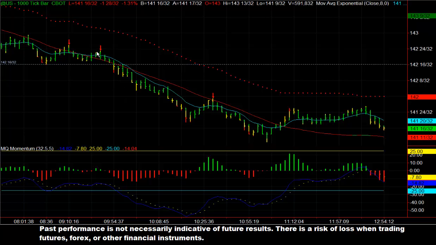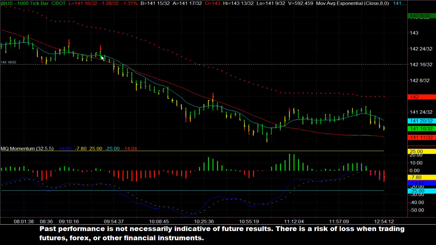The first trade I want to talk about is a short that we had here in bonds. The reason we had this short is we were just trend following with a 1,000-tick chart. So if you look at your MQ trend, that was red, saying it was in a downtrend. Then you look at your MQ regression, that was also red, saying it was in the downtrend. So we had the okay to get short at overvalued.